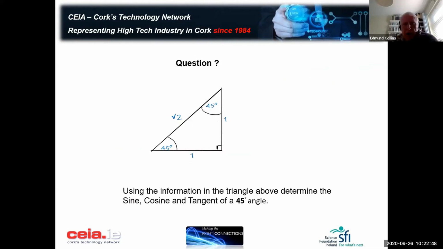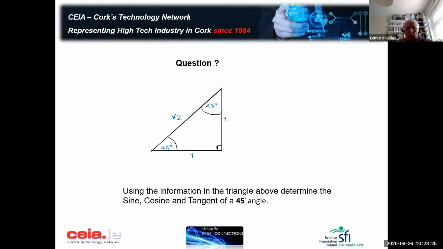Now, a little question for you. It's quite simple, really. You've probably come across this before, but it just helps to reaffirm some of the concepts that we've talked about in the last few slides. So here we have a right angle triangle, and you see the little square in the bottom is used to show that it is a right angle triangle.